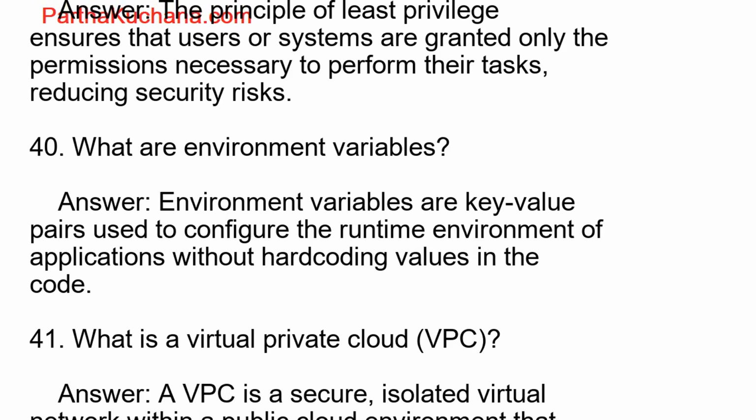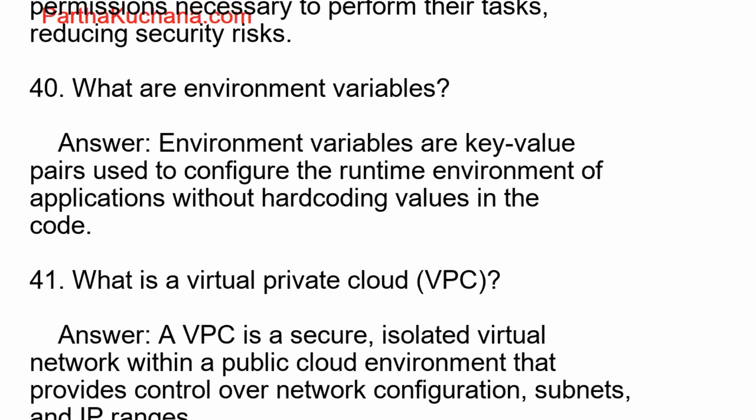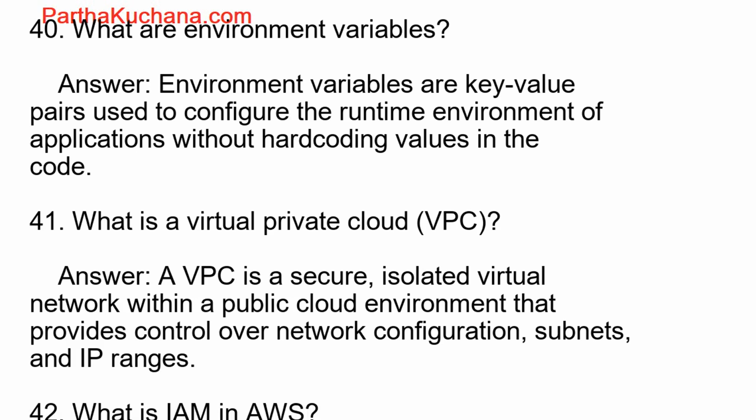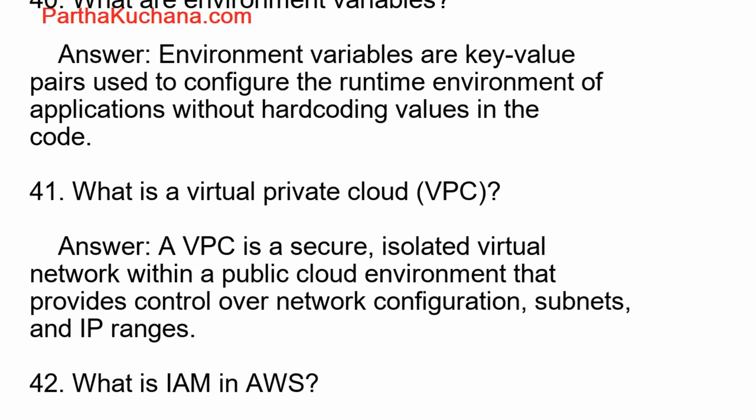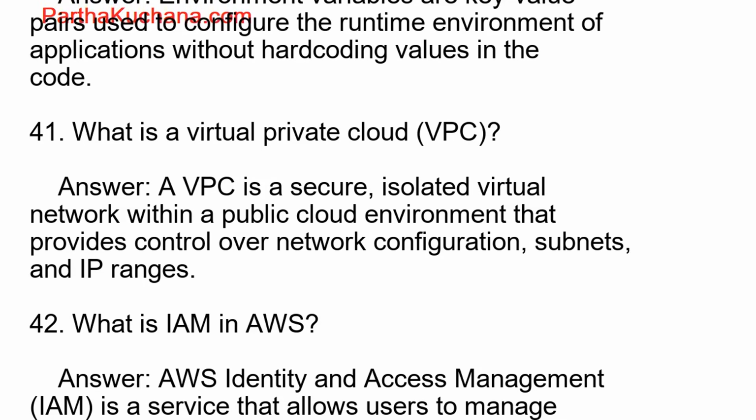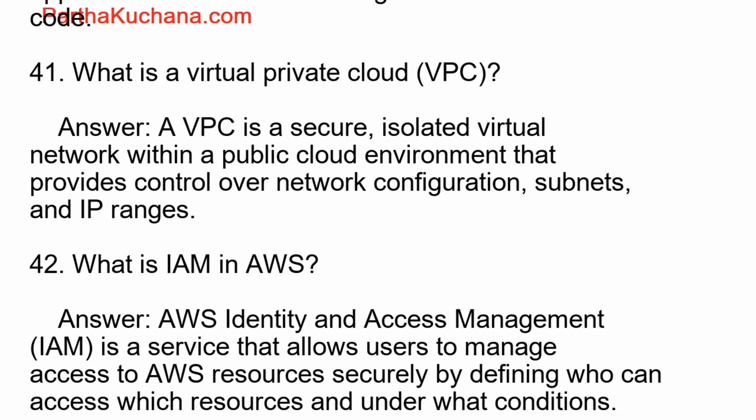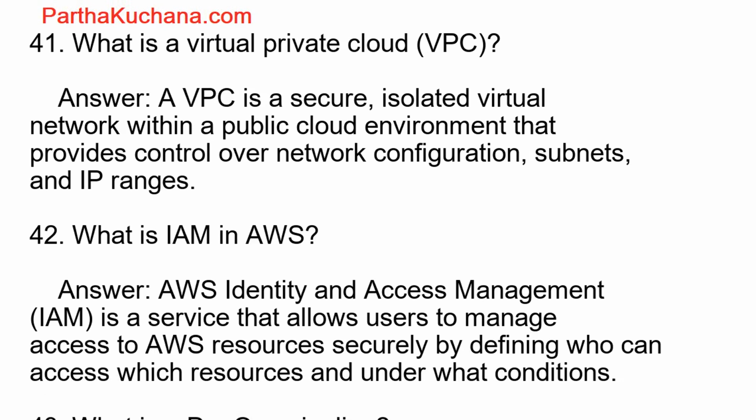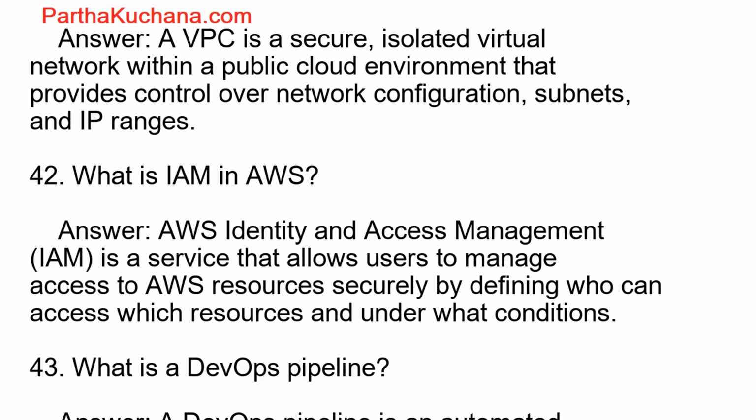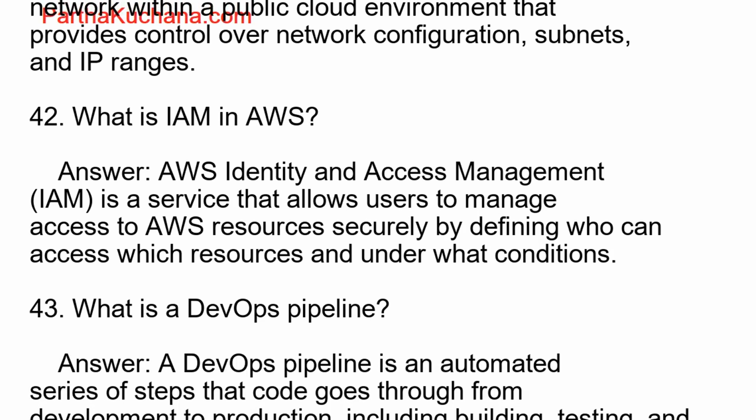41. What is a virtual private cloud (VPC)? Answer. A VPC is a secure, isolated virtual network within a public cloud environment that provides control over network configuration, subnets, and IP ranges. 42. What is IAM in AWS? Answer. AWS Identity and Access Management, IAM, is a service that allows users to manage access to AWS resources securely by defining who can access which resources and under what conditions.